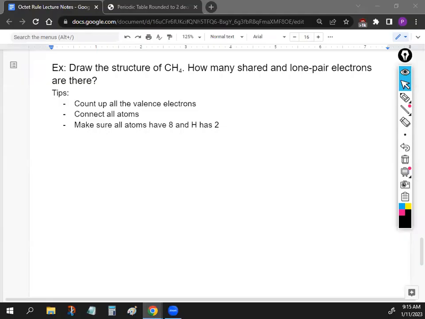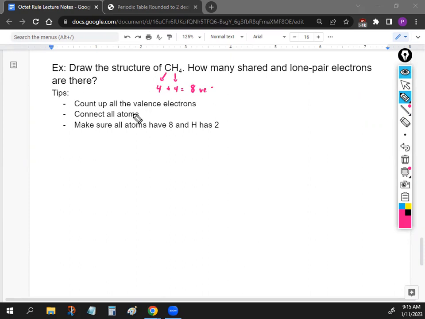Okay, guys, so let's go to CH4. I'll count the valence electrons for you. Hopefully you got 4 for carbon and then 4 total for hydrogen because there are 4 of them, 1 each. So you got 8 valence electrons, same thing as before that you're working with, okay?